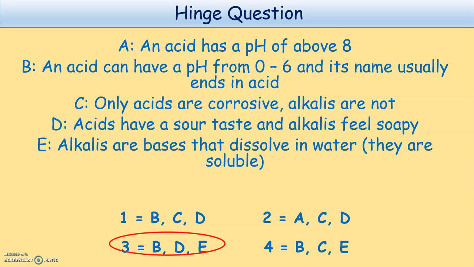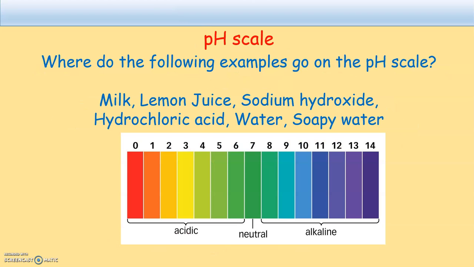And again, our answers are actually B, D, and E, which is the right answer. Okay? So, an acid can have a pH of 0 to 6. Its name usually ends in acid, which is true. D, acids have a sour taste, and alkali feels soapy, which is true. And E, alkalis are bases that dissolve in water and they are soluble.